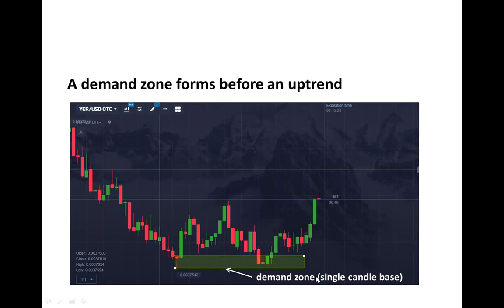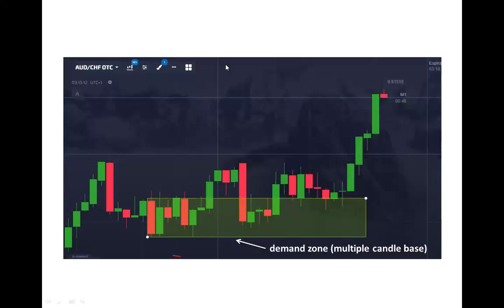So this zone we call a single candle base. Now let's talk about the multiple candle base. This is how it looks. You see, after this strong downtrend, the market starts to move sideways for a short while. Then finally, the price breaks out from the zone, or from the range.